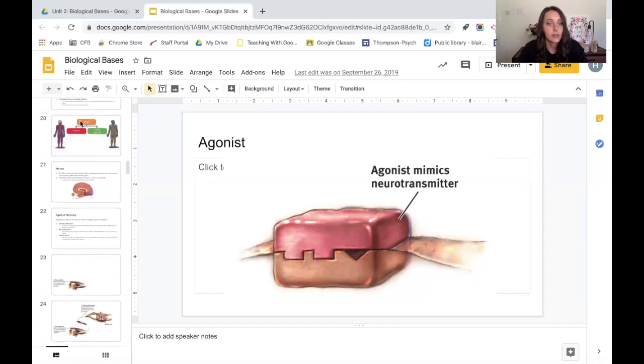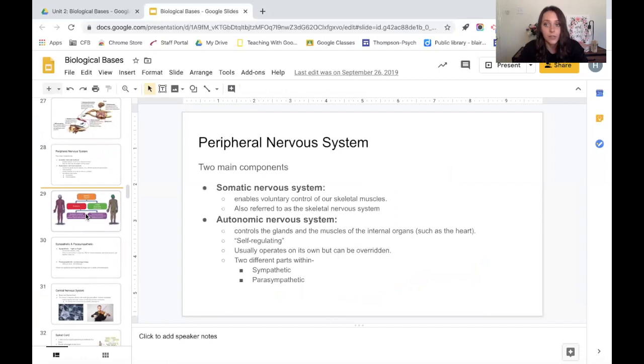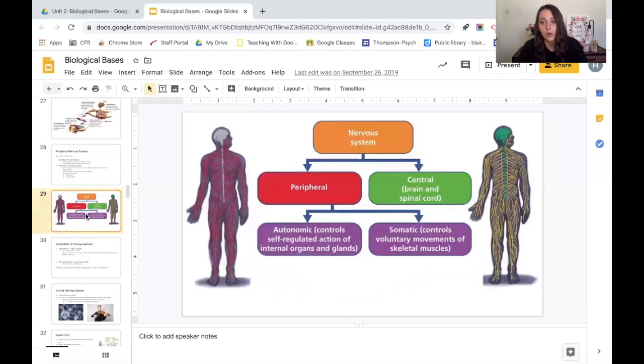Let's keep going. I'm going to skip a lot, I know, but it's a review. So in our nervous system, remember, it's broken down into two different parts. You have your central nervous system, which is just the brain and the spinal cord, and that's it. That's by itself. And then you have your peripheral nervous system, and that's the one that's going to break down into smaller nervous systems after that.